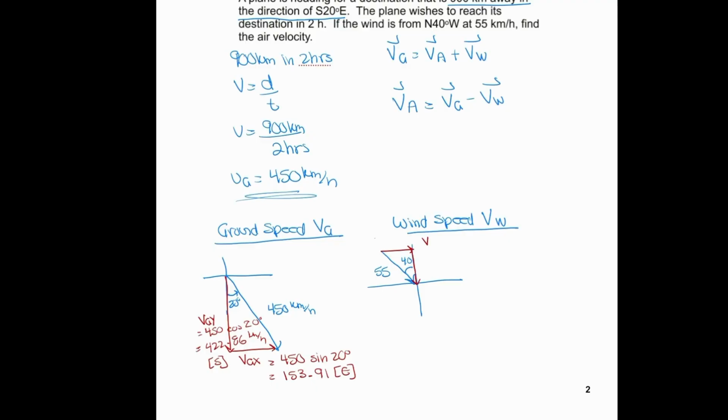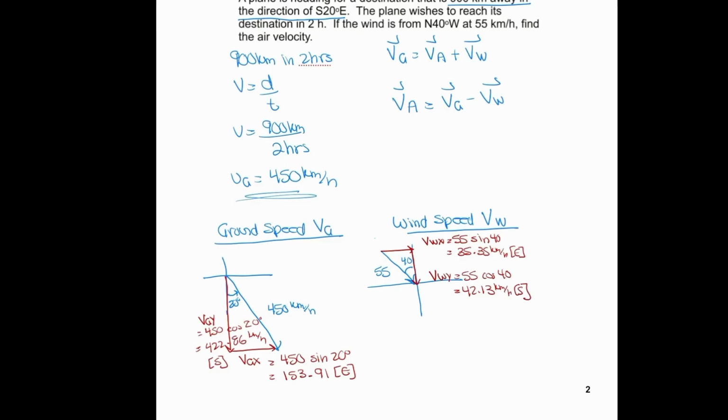Our velocity of the wind in the x direction will be equal to 55 sine 40, which is equal to 35.35 kilometers per hour, acting in the east direction. And my velocity of the wind in the y direction will be equal to 55 cos 40, which is equal to 42.13 kilometers per hour. And that is south.